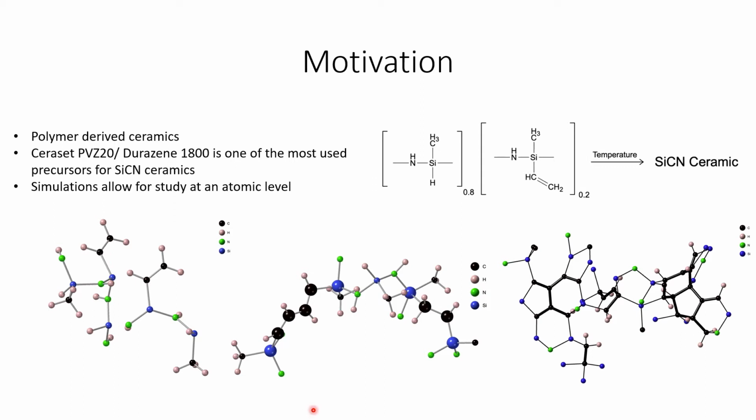In this image, carbon will be shown as black, hydrogen as pink, nitrogen as green, and silicon as blue. The middle image here shows two different types of cross-linking reactions that occur. The image to the right shows a polymer after pyrolysis.